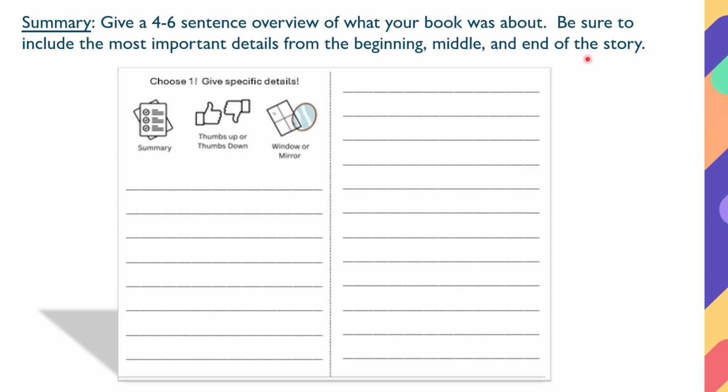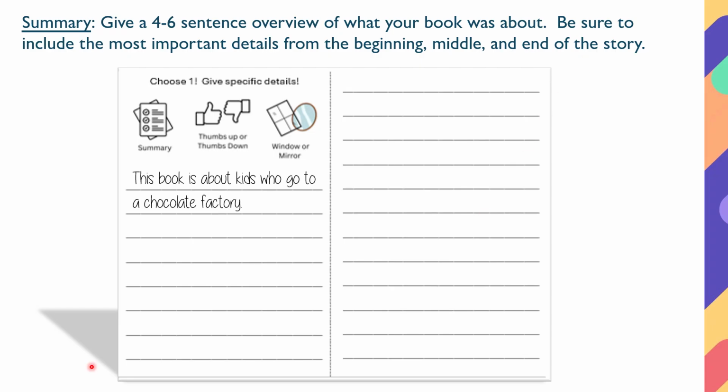And since we've been talking about plot in class, you can kind of think of that like what's happening in the beginning with the exposition where we learn about characters, what's happening in the middle where we're seeing the conflict happen, and then what happens in the end with the resolution. So let's look at a couple different examples.